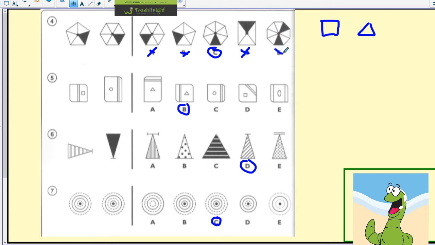And on this one, we've got 2 triangles shaded in, leaving C as our answer. For question number 5, let's go through. So we've got the answer obviously is B.